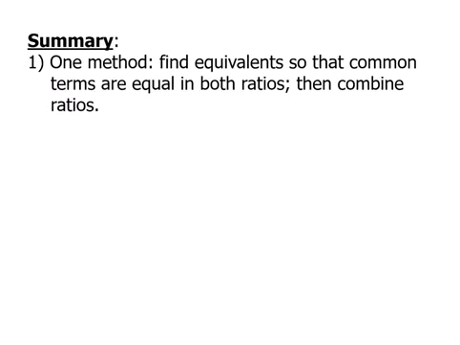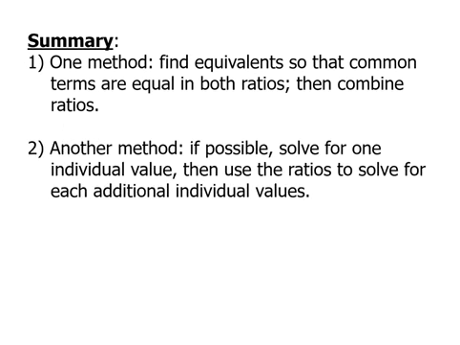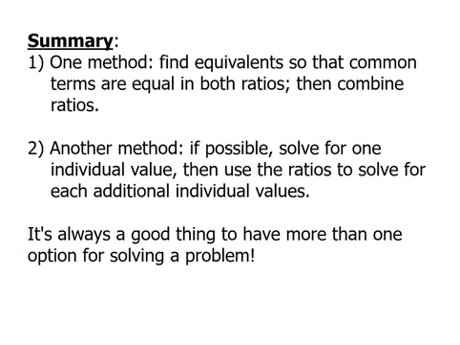In summary, one method is to find equivalents so that common terms are equal in both ratios, then we can combine into one big ratio. Another method, if possible, is to solve for an individual value and use the ratios to solve for each additional individual value. And notice that in some problems we actually can solve in a few different ways, and in fact that's wonderful. You really understand a problem very well if you can take two entirely different approaches to it and get the right answer both times. That's always a good thing in your practice.